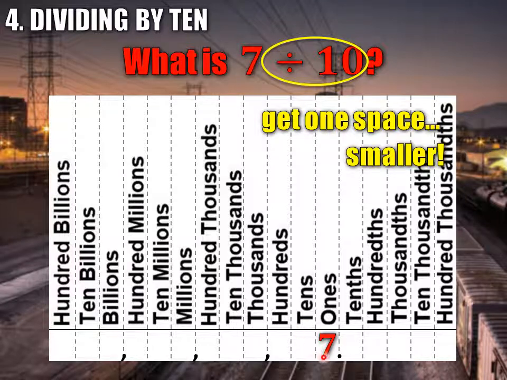So what do we need to do to this number 7 to make it one space smaller? Well, if we're on the ones place, what's one space smaller than ones would be tenths. So we simply need to move the 7 over. And now you can see that the number we have is 0.7. We've added the 0 in the ones place as a placeholder.